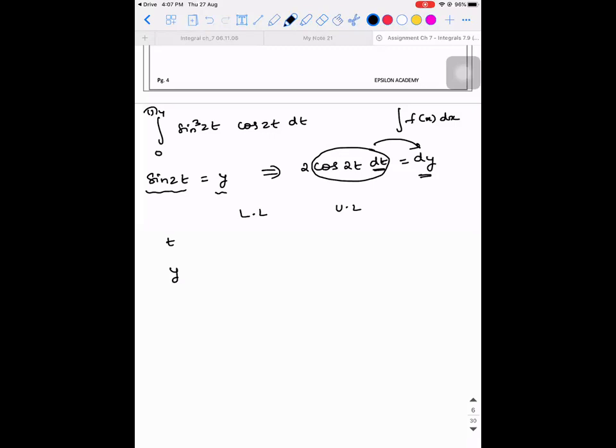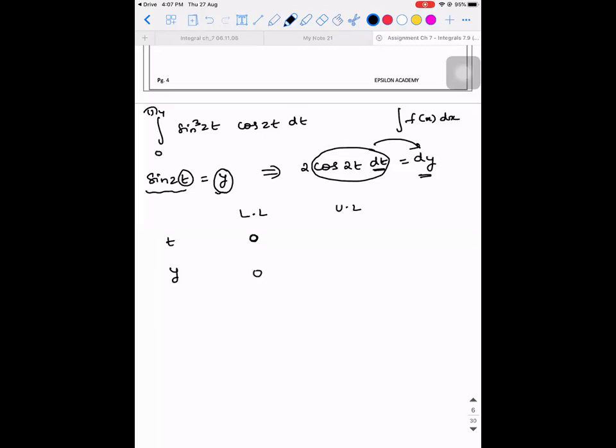So when the value of the lower limit of t is 0, I need to substitute the 0 in the place where I have substituted the variable to be y. Means, if I put t equal to 0 here, then what will be the corresponding value of y that I'll get? 0. I'll get 0 because sine 0 is 0.